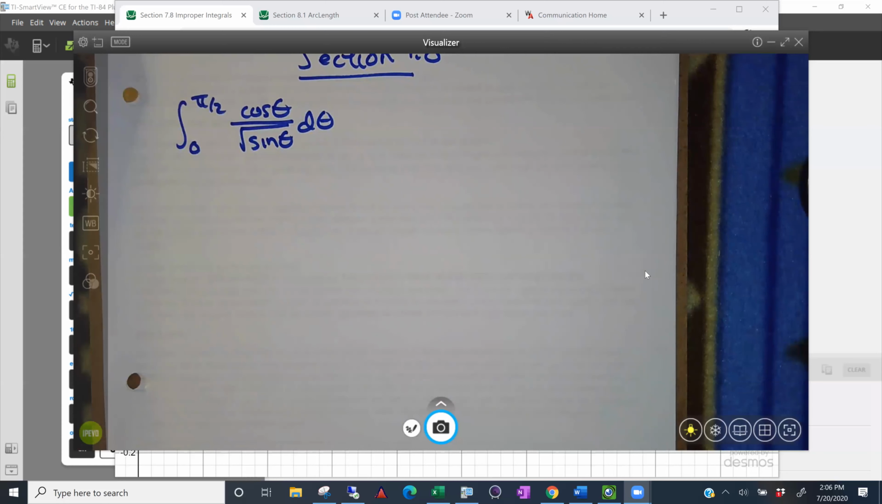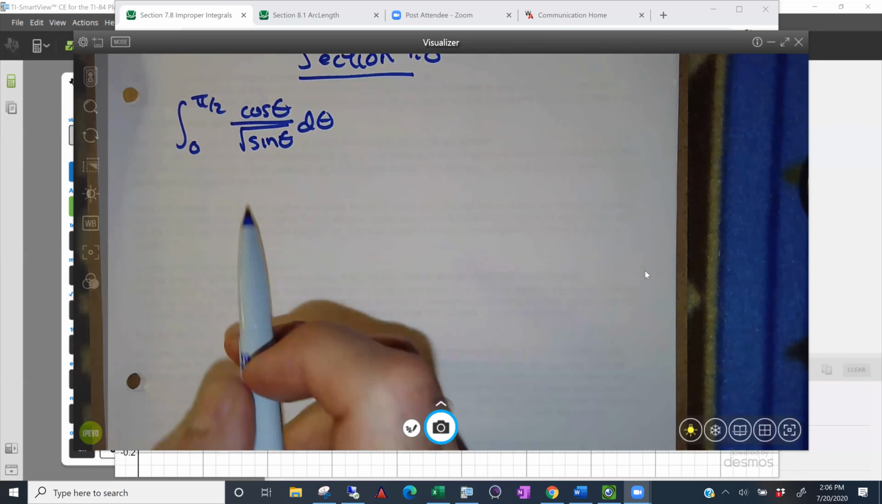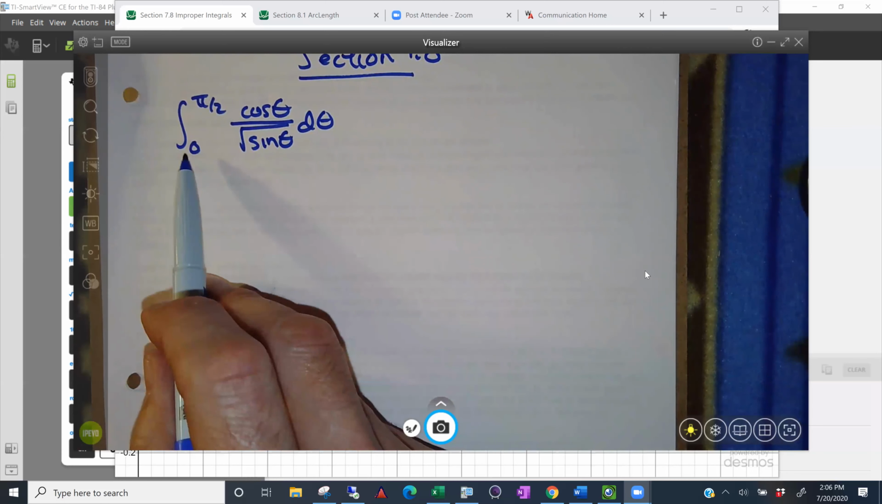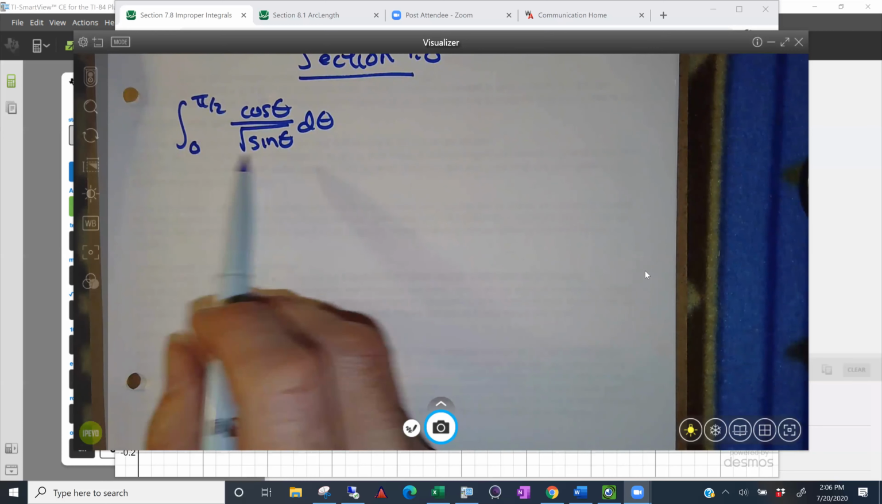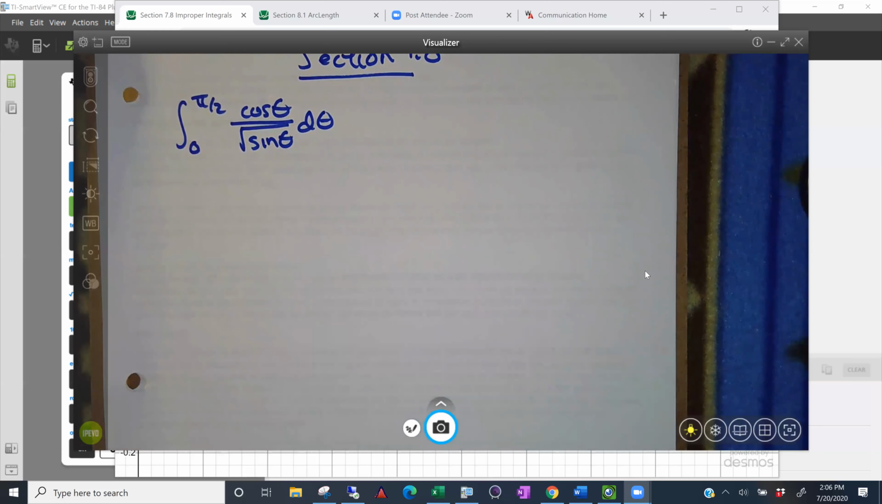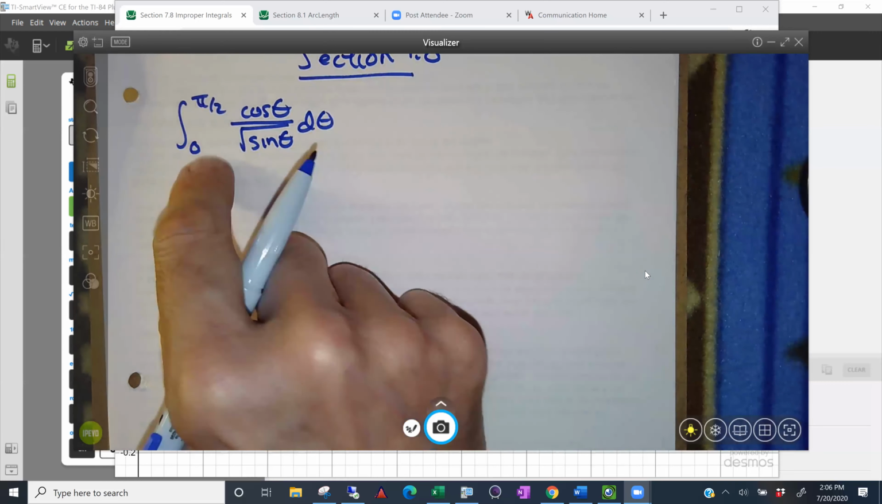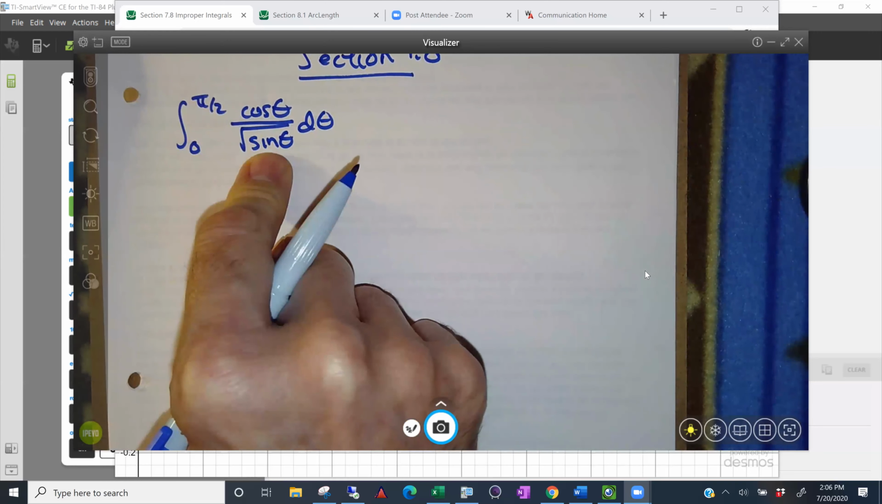Because sine of pi over 2 is 0. Yeah, close. Sine of 0 is 0. Oh, yeah, no, but you had the right idea. So thank you so much. Yeah, this is undefined at the endpoint of the limit.